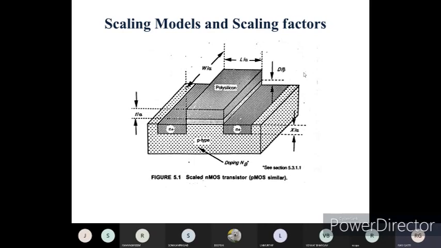The constant electric field and constant voltage scaling model is what we will be using, whereas the lateral scaling model we will not be using. And how we are going to use this scaling model is that we will be using only two parameters, that is 1 by alpha and 1 by beta. Can anybody tell me what is the use of this 1 by alpha? For which parameter will we be using this 1 by alpha scaling factor?